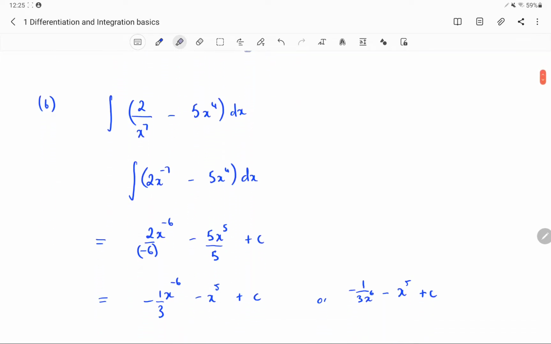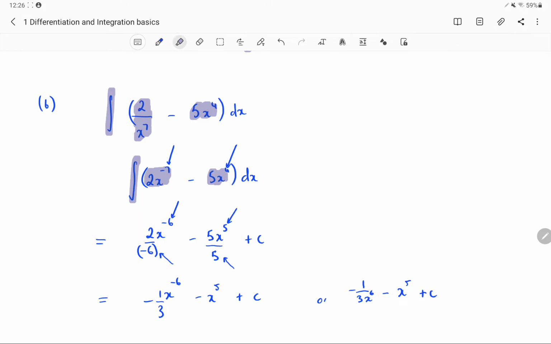Similar start to our integration in that we want to rewrite it. So take this 2 over x to the power 7 and write it as 2 times x to the minus 7. And then this one's okay. So when we integrate, this is our integral sign, we are going to do the opposite of differentiation. So we add 1 to our index and then divide by that new index. Adding 1 to this index gives us minus 6, and then we divide by minus 6. Adding 1 to this index gives us 5, and then we divide by 5.